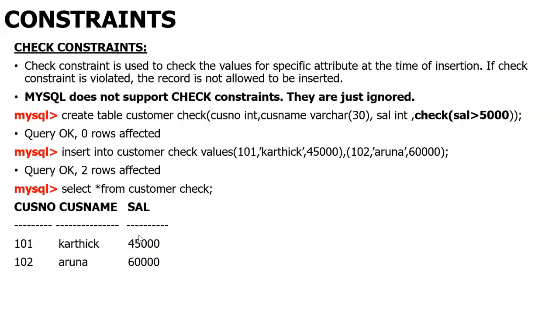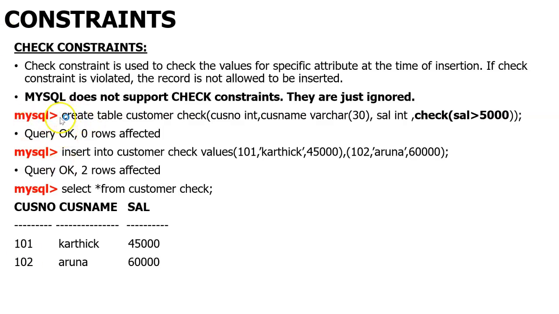So moving on to the check constraint. The check constraint is used when, while inserting something into your table, you want to perform some condition checking. If it is true, you insert the value. If the condition fails, don't insert the value. In those cases, you can go for the check constraint.